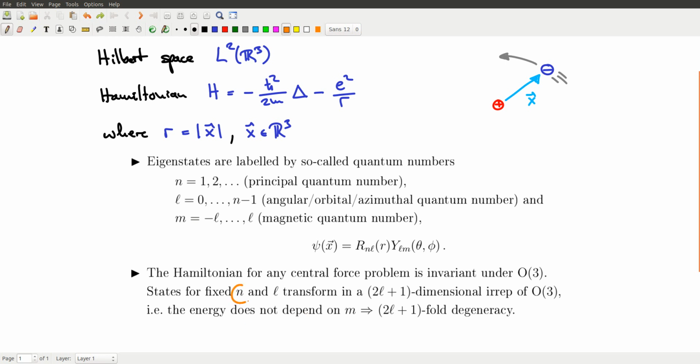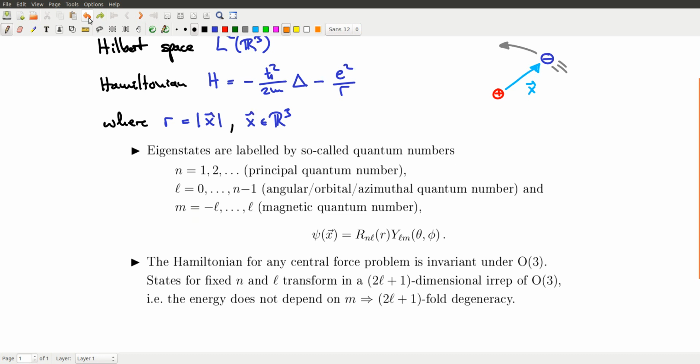States for, say, fixed n and L, but m can still run from minus L to L, transform in a 2L plus 1 dimensional irrep of O3. And the energy does not depend on m. So you have this 2L plus 1 fold degeneracy in the spectrum. And that's the degeneracy you expect for any central force problem. You could look at r squared instead of 1 over r or some other potential here.